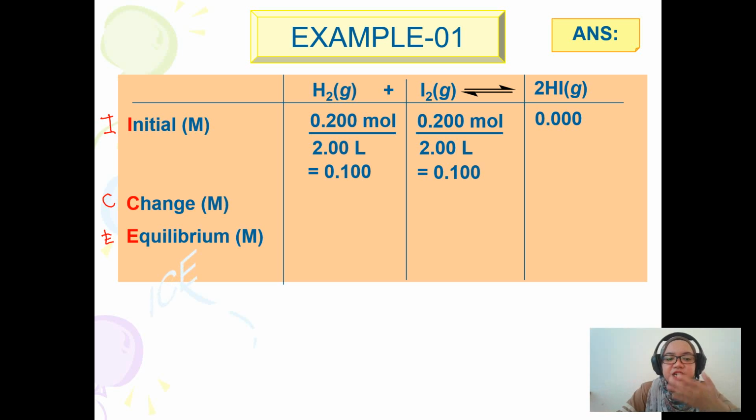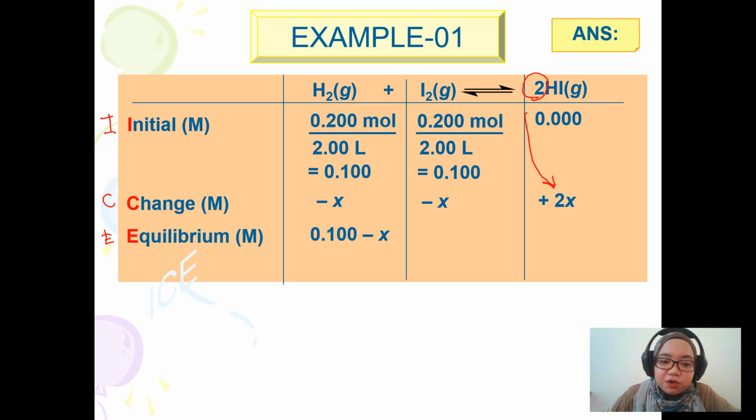Okay, so it says here change. For a reactant, the sign is always negative. Since the stoichiometric coefficient is 1, it's just minus x, and I2 also minus x. For the product, the sign is always plus. Since the stoichiometric coefficient is 2, we put plus 2x. For equilibrium, we know that I plus C equals 0.1 plus negative x. So we get 0.1 minus x, 0.1 minus x and 2x.